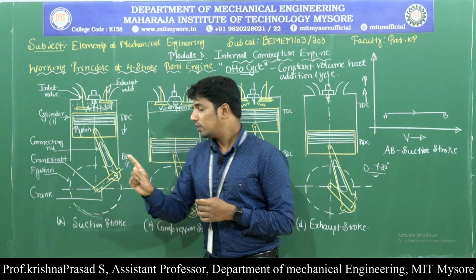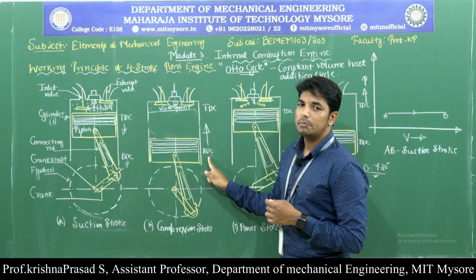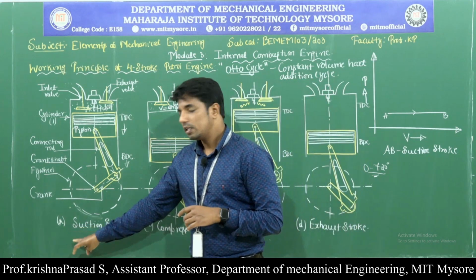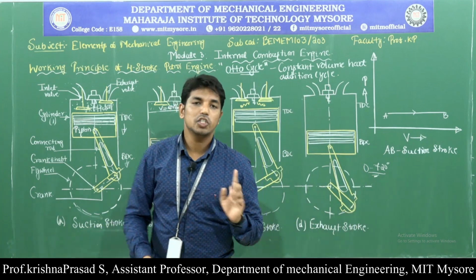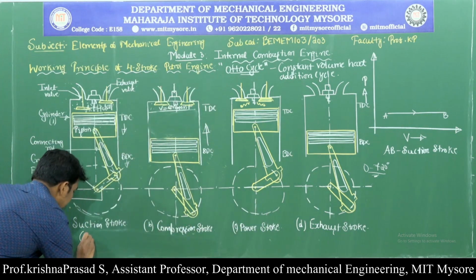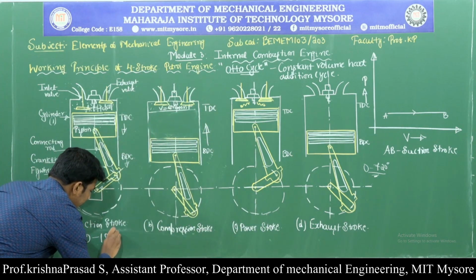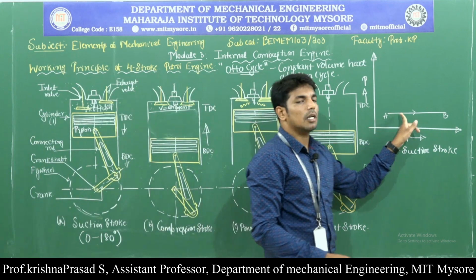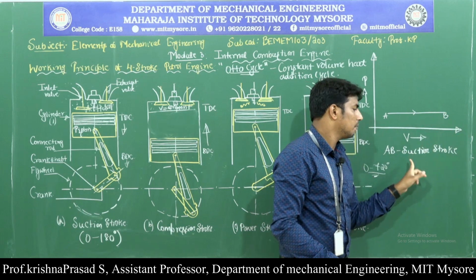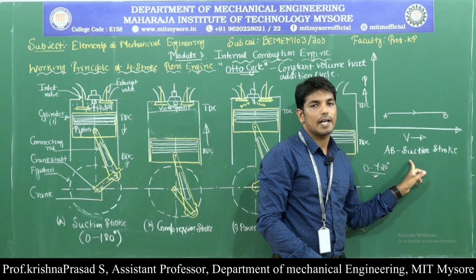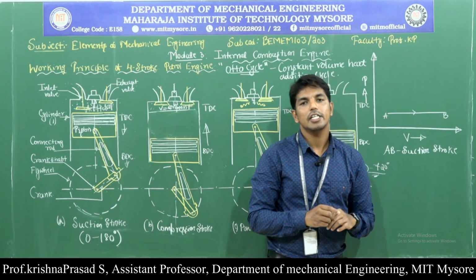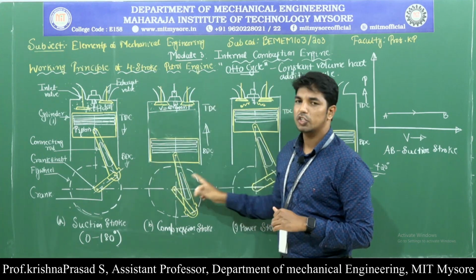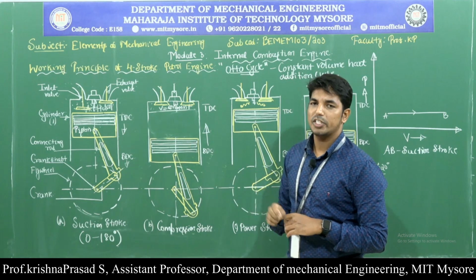Once the piston reaches the bottom dead center position, the suction stroke ends, and during this time the crankshaft rotates 0 to 180 degrees. The suction stroke is represented by line AB in the PV diagram. This position is the end of the suction stroke and the beginning of the compression stroke.